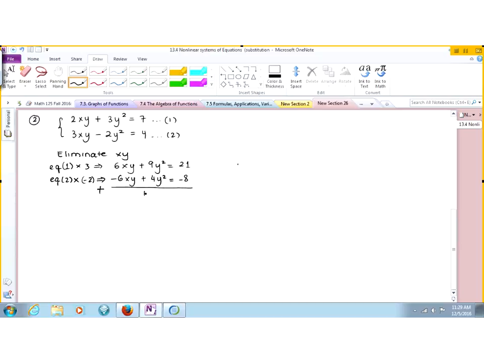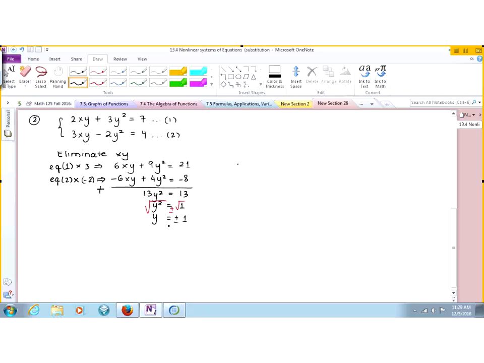Yes. So we add: 13y squared is equal to 13. So y squared is 1. What is y? No. Plus or minus 1. Remember the plus or minus, because otherwise you're missing a solution. Okay, so you have two y's.